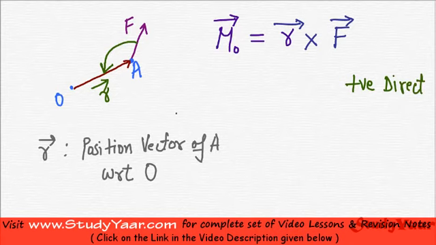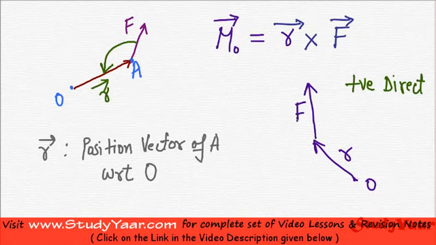However, if my O is over here, this is my O, this is my R, and this is my F, now you are going to see that your thumb is going to be towards the screen. So this I am going to say is a negative direction. Basically, over here my rotation tendency is counterclockwise, and over here my rotation tendency is clockwise.